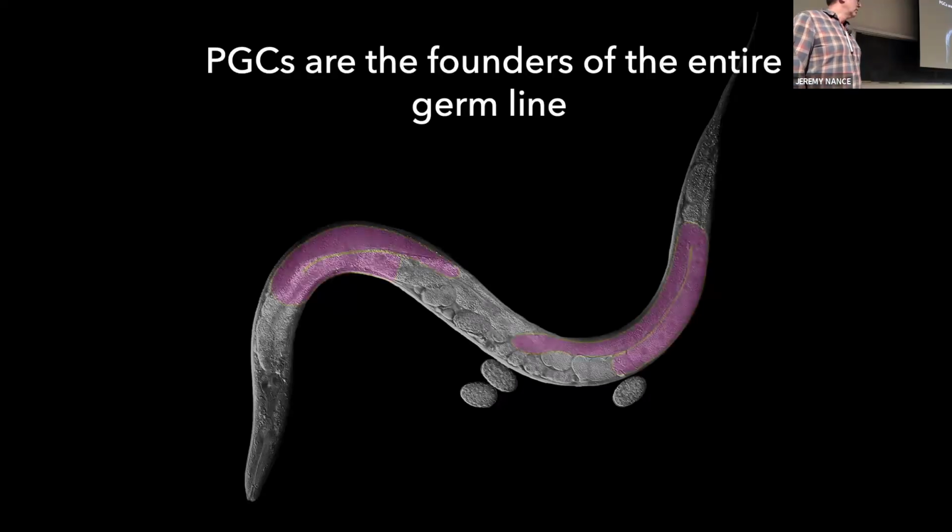And this is the adult worm, and this is the region of the worm that their progeny take up. So you can see they expand tremendously during larval stages, and they begin to differentiate into both sperm and oocytes. This is a hermaphroditic organism. So the same gonad makes both types of gametes.